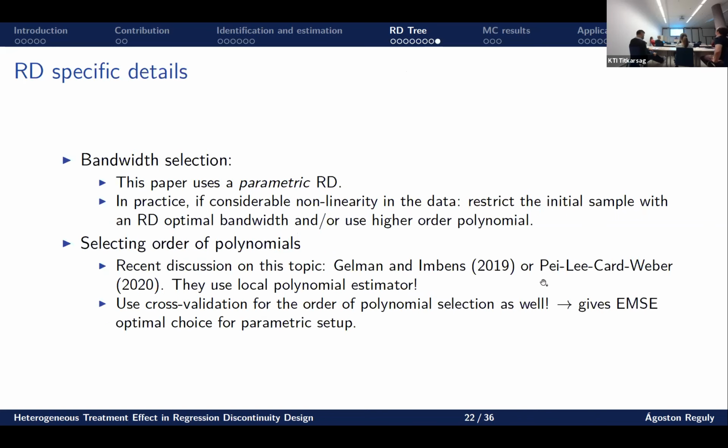Okay, are there any specific details? So in RDD, we usually use local polynomial estimators, and there is a bandwidth selection. In this paper, we are not using bandwidth selection, so this uses only parametric RD. Actually, now we are working on an extension for bandwidth selection as well, but in this current paper, there is none. However, in practice, if you have a considerable amount of non-linearity in the data, I encourage you to restrict your initial sample to your favorite RD optimal bandwidth.